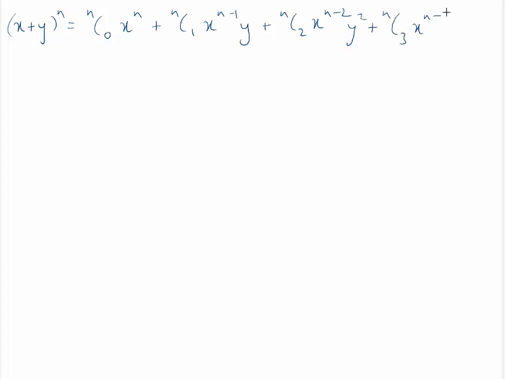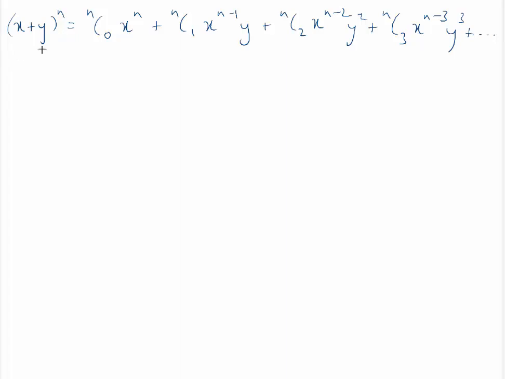We just saw the expansion of x plus y to the whole power n. So this equals nc0 x to the power n plus nc1 x to the power n minus 1 into y plus nc2 x to the power n minus 2 into y square plus nc3 x to the power n minus 3 y cube plus dot dot dot.